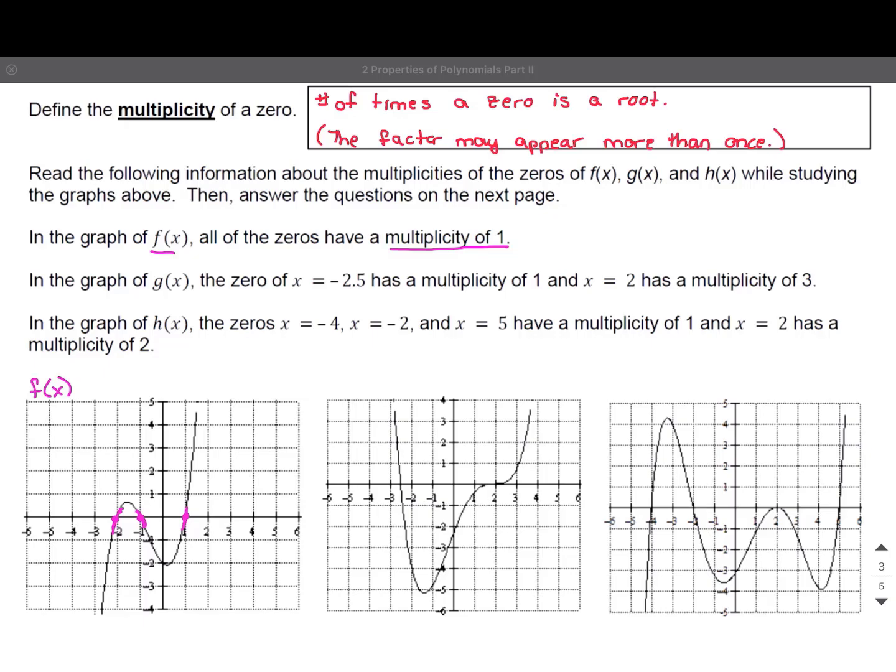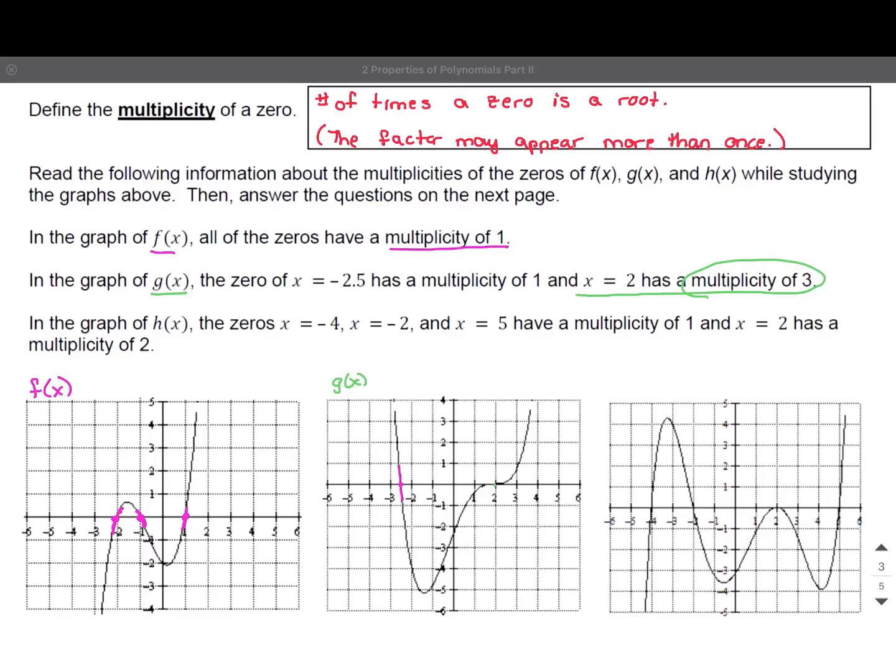Now, let's take a look at g of x. Now, g of x, the root at negative 2.5, has a root of multiplicity 1. The graph is cutting through the x-axis, and there's really no major change to the graph. However, at x equals 2, this is a root of multiplicity 3. I know that when I factor it, I'm going to get that particular factor 3 times so that I get the root x equals 2 3 times.